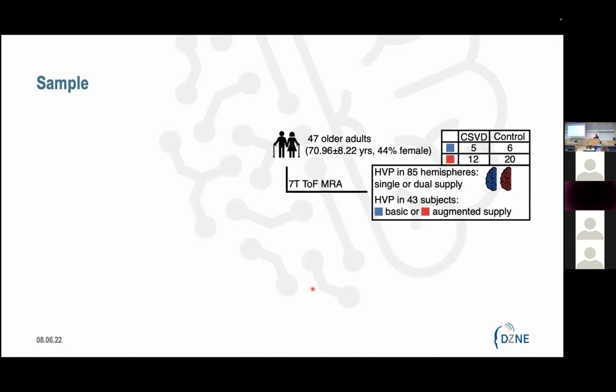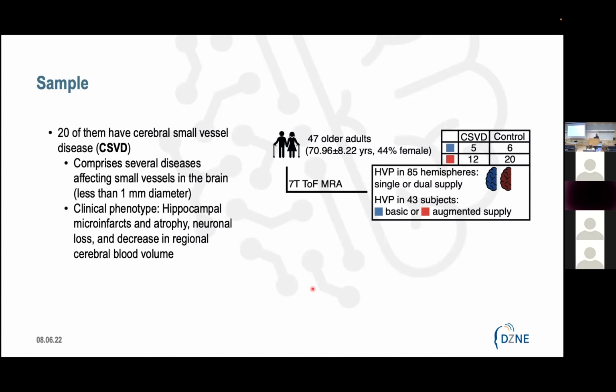And to introduce our sample, as the title already suggests, we're looking at older adults, 47 of them that were about 71 years old. And the important part is that 20 of them have vascular pathology, namely cerebral small vessel disease. And this is a disease that comprises several diseases that all affect small vessels in the brain. And by small here, I mean less than 1 millimeter in diameter.